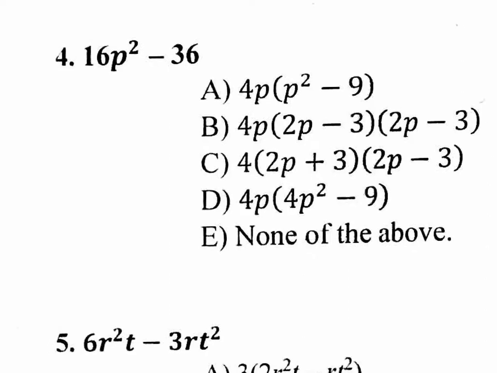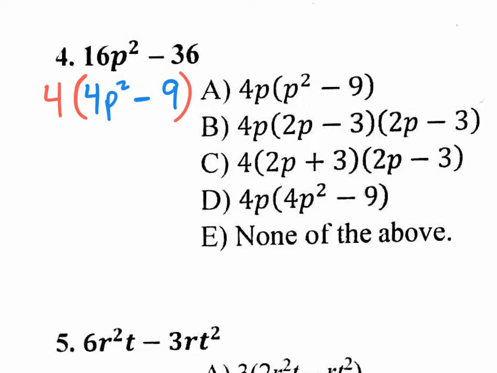The first method that we learned of factoring is pulling out the GCF. That's the first method you should always try to do. So if you take a look at that binomial, there is a multiple of 4, right? So if you pull out a 4, 4 times what gets you a 16p squared? 4 times 4p squared gets you a 16p squared. And then 4 times what gets you a negative 36? 4 times negative 9 gets you a negative 36.